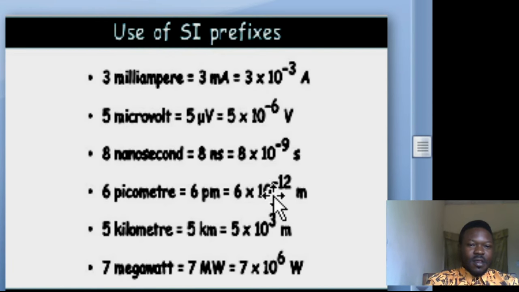6 picometer. Pico is 10 raised to the power minus 12. 5 kilometer is 5 times 10 raised to the power 3 meter. Kilo is 10 raised to the power 3. Then mega is 10 raised to the power 6. As simple as that.